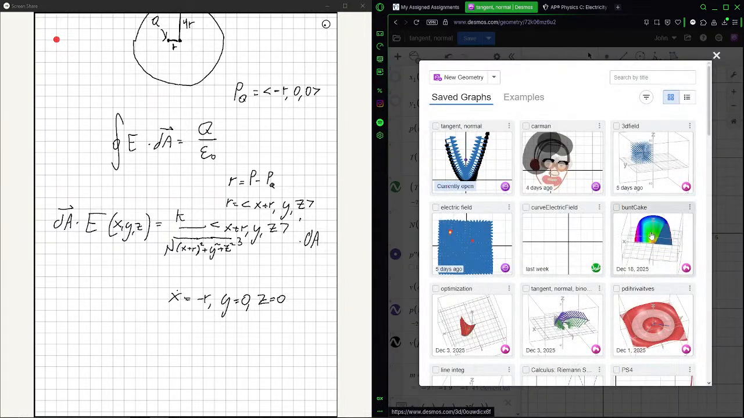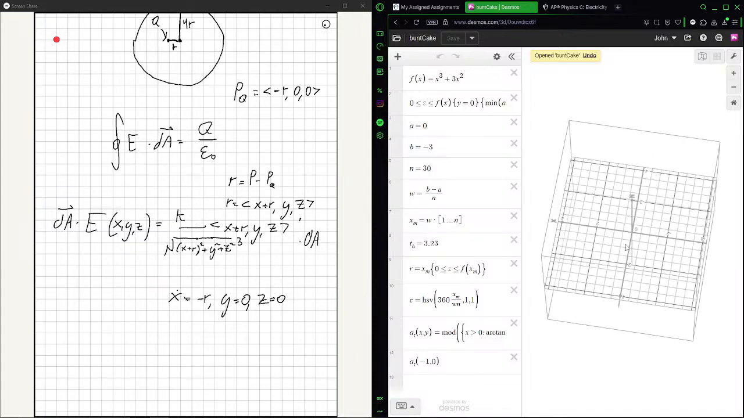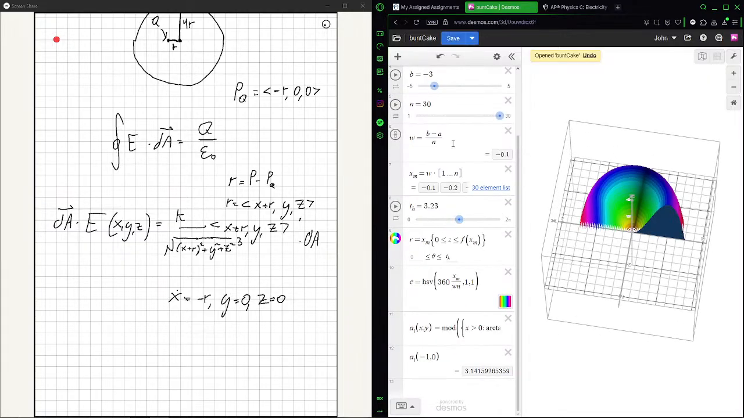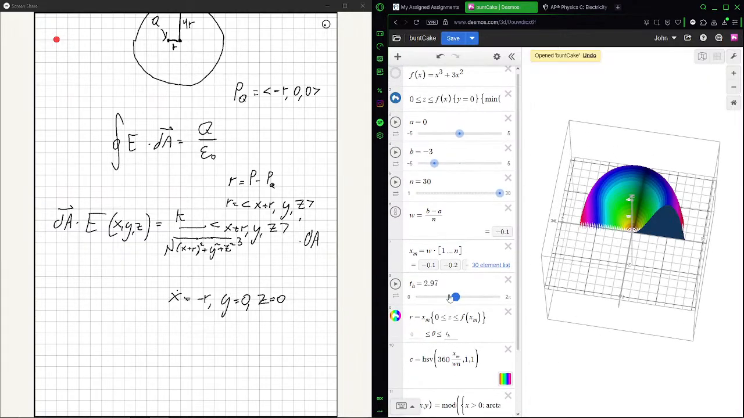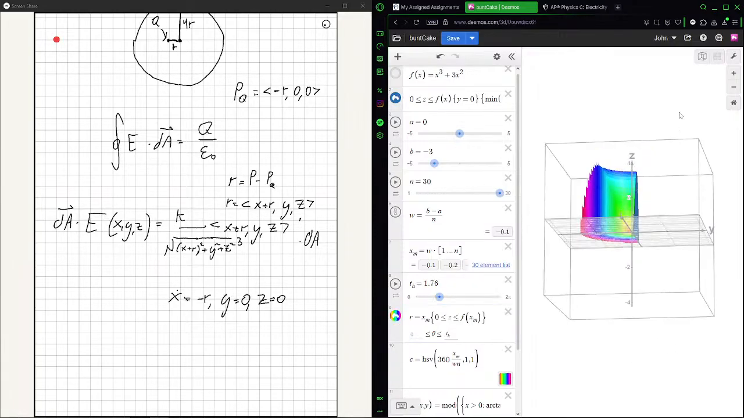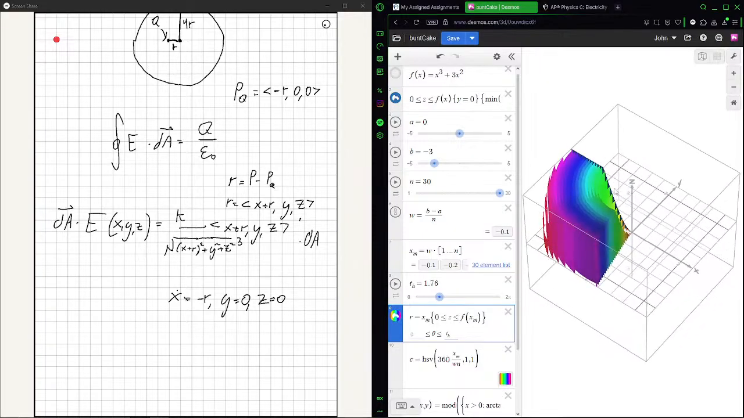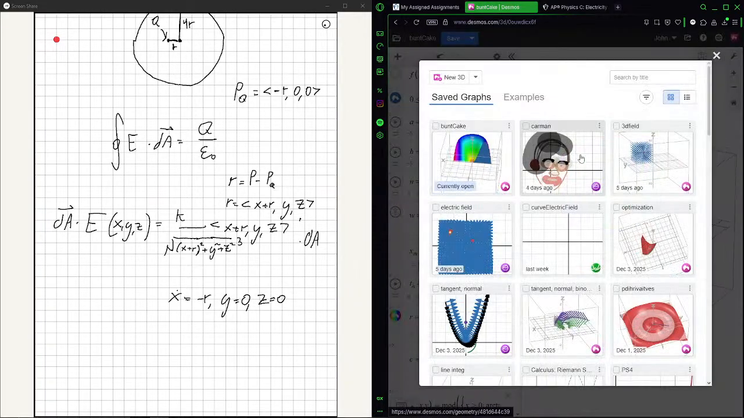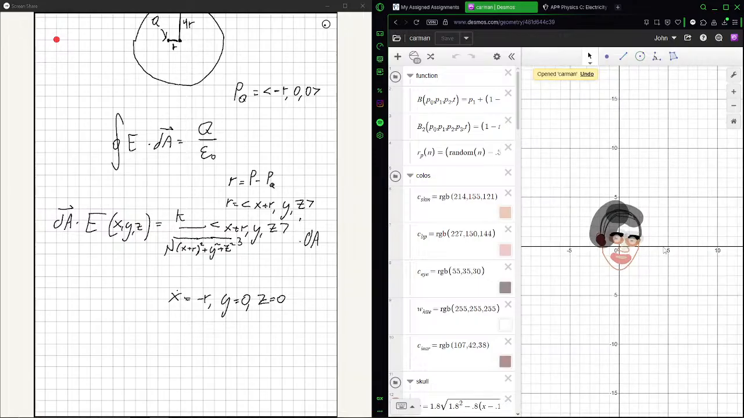Oh look, I made a solid of revolution. I did this during math class. It's a bunch of stripe-like areas. That's pretty good. I showed Mr. Carmen one time, and he was showing that to everyone.